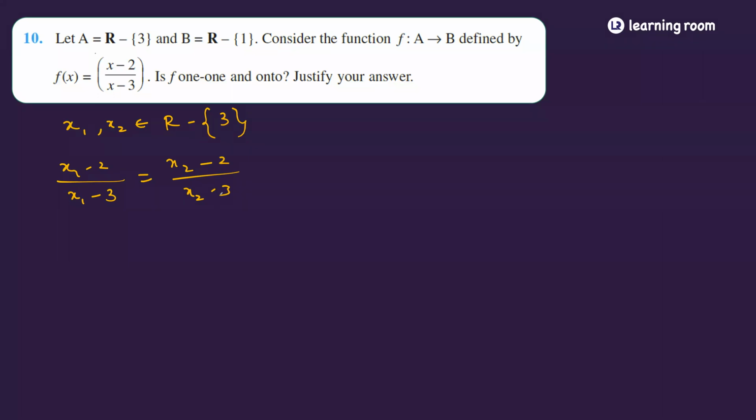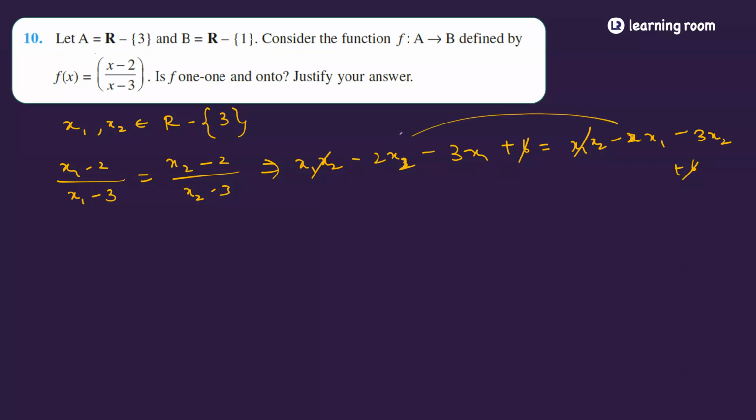Cross multiply, do them. So when you multiply both, you will get x1 x2 minus 2x2 minus 3x1 plus 6 is equal to x1 x2 minus 2x1 minus 3x2 plus 6. Right, x1 x2 is gone. What else gets cancelled? 6 is gone. Then how did you say x1 is equal to x2? Which values will you take?